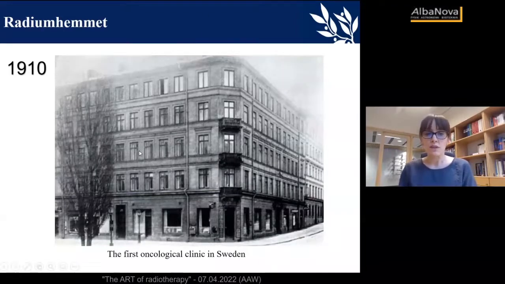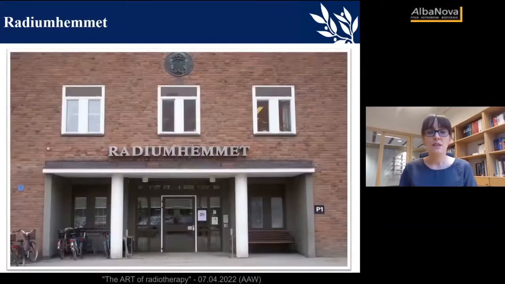in Stockholm. Some of you might actually recognize the building from this picture. Nowadays, Radiohemmet is located at Karolinska Hospital in Solna, in the building next to us, where we are located at Karolinska Cancer Centrum. So this is how the Radiohemmet looks now.